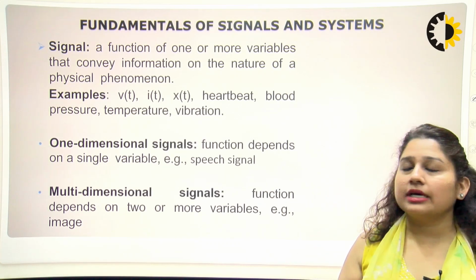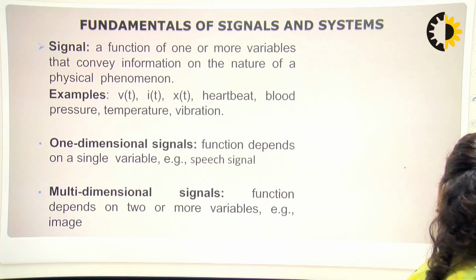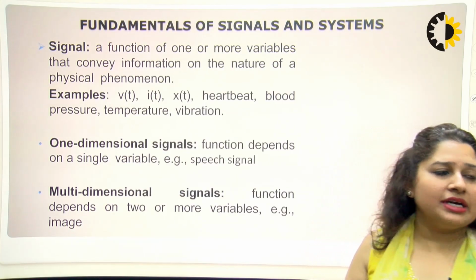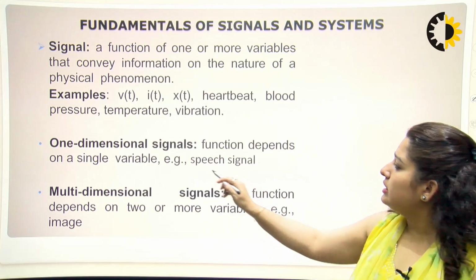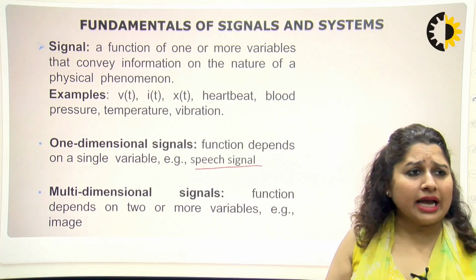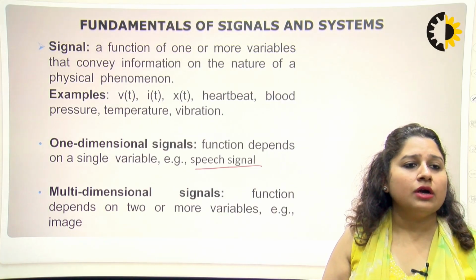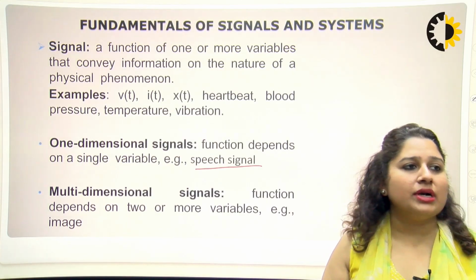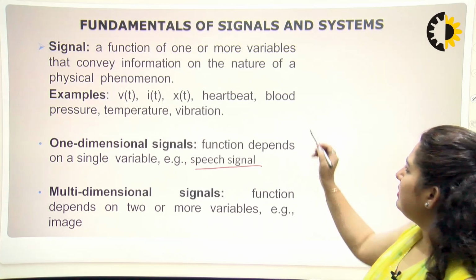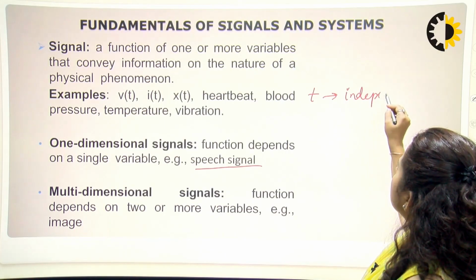According to that, it is characterized into one-dimensional signals and multi-dimensional signals. For a one-dimensional signal, the independent variable is only single. For example, a speech signal. The speech signal is basically acoustic pressure as a function of time. Similarly, we have multi-dimensional signals, where there is more than one independent variable, and those signals are called multi-variable signals or multi-dimensional signals. So basically we look into time as the independent variable.